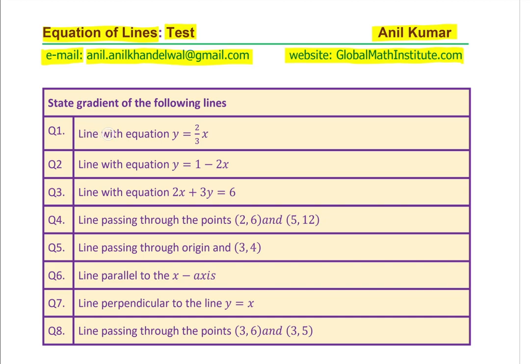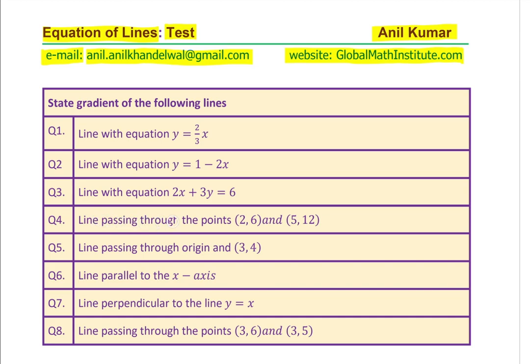Question number 1 is the line with equation y equals 2/3 x. Question 2, the line with equation y equals 1 minus 2x. Question 3, the line with equation 2x plus 3y equals 6. So these are 3 different types of equations.